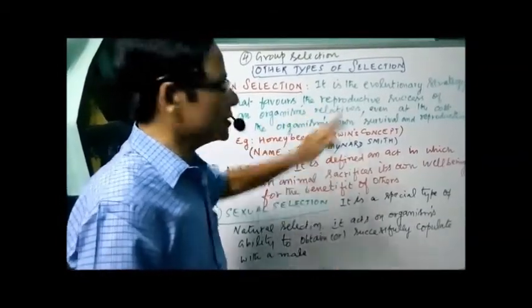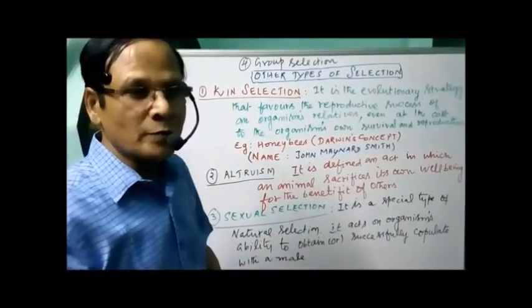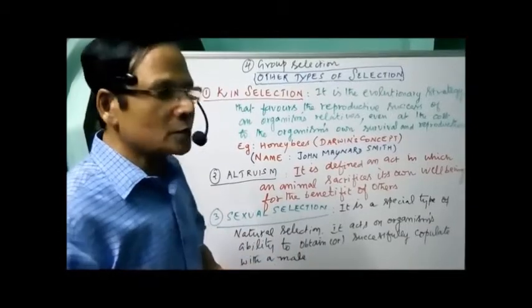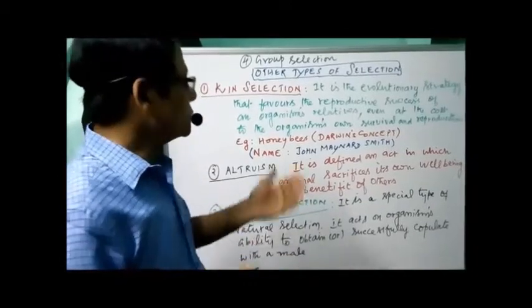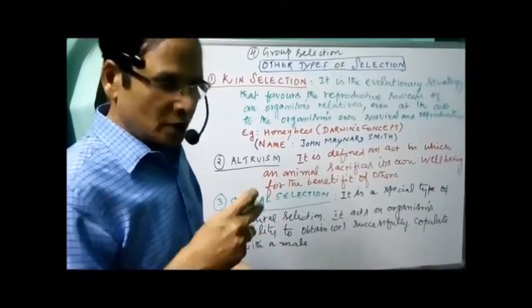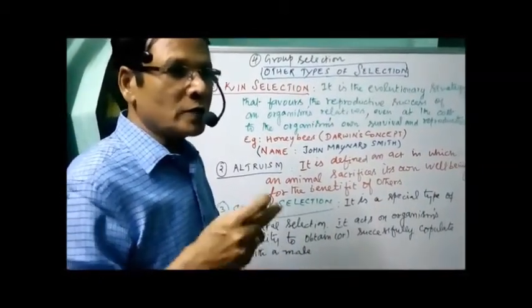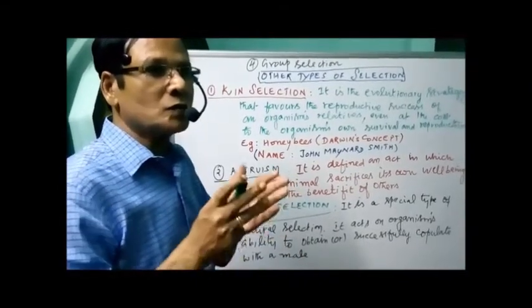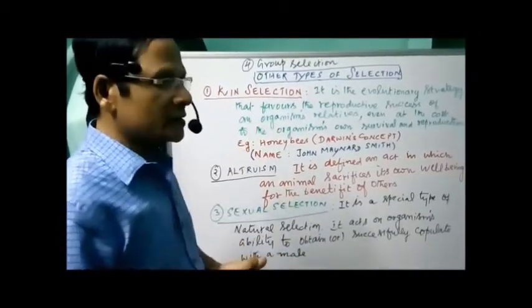So I mentioned it favors the reproductive success of an organism's relatives. Here the organism's relative is the queen bee, and the organism is the female worker. As it is responsible for raising the development of eggs of the queen bee, and also for the reproductive success of the queen bee. So the relative of the female worker bee is the queen. It helps the queen bee to raise its eggs and is responsible for her reproductive success. That's the meaning of kin selection.